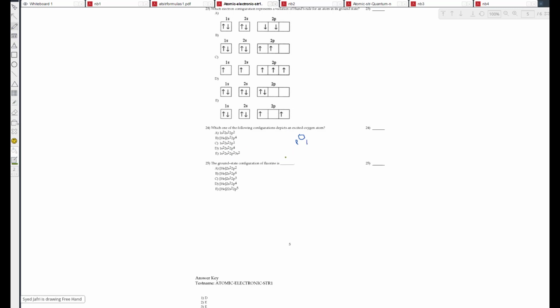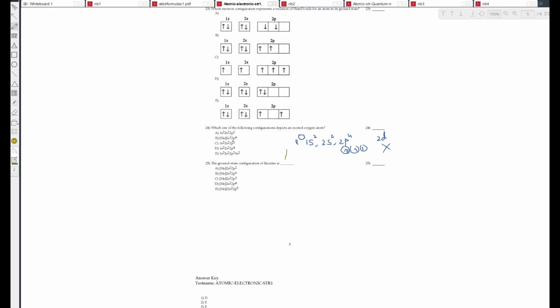Oxygen, let's see. It should be 1s2, 2s2, 2p4. Okay, 2p4, that's good. And p4 is like this, am I right? 1, 2, 3, 4. Now, do we have a 2d orbital or not? No, we don't have a 2d orbital. Now read this one.